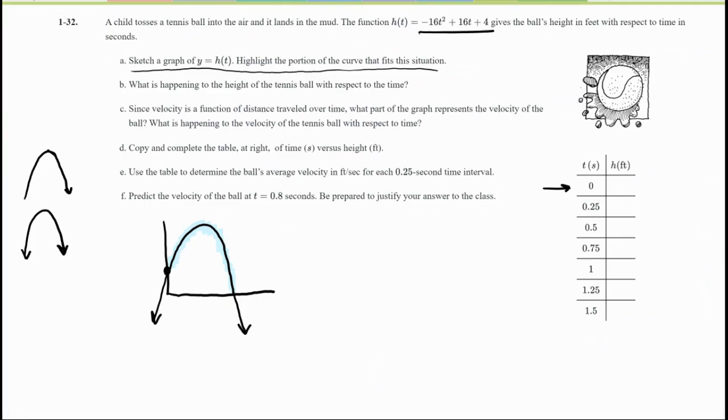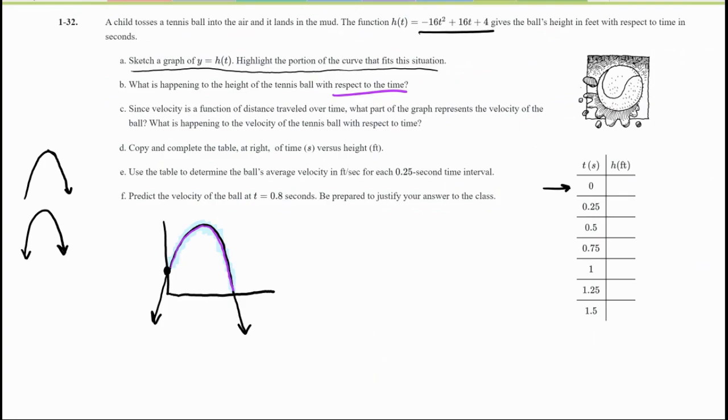Now, the second piece here: what's happening to the height of the tennis ball with respect to time? Well, once we throw it up in the air, it starts by getting higher. It's going up, and then it gets to this point here at the top, and then it starts to come back down. So it starts by increasing in height, and then it decreases as time goes on.